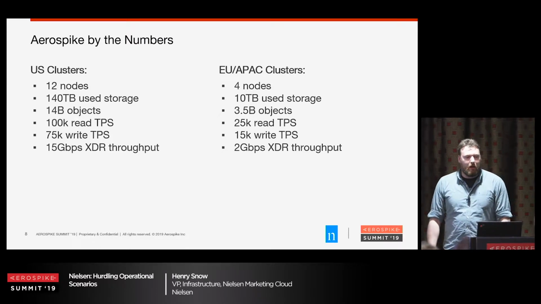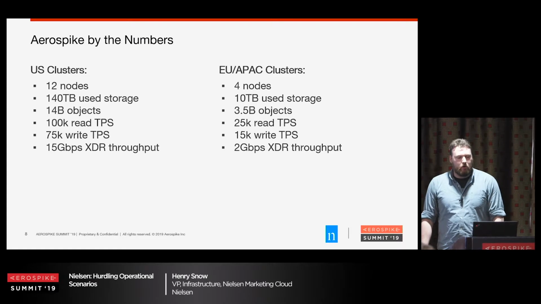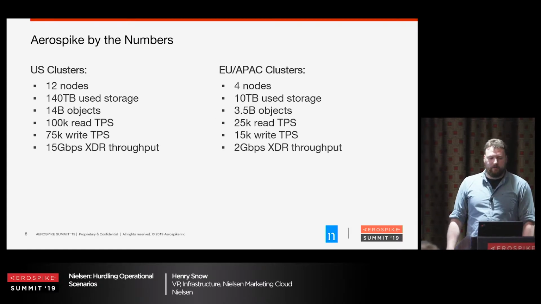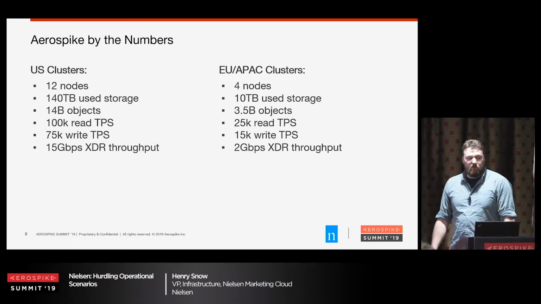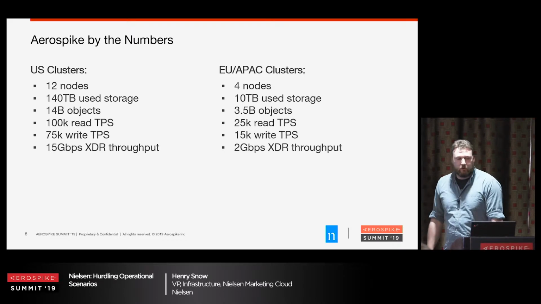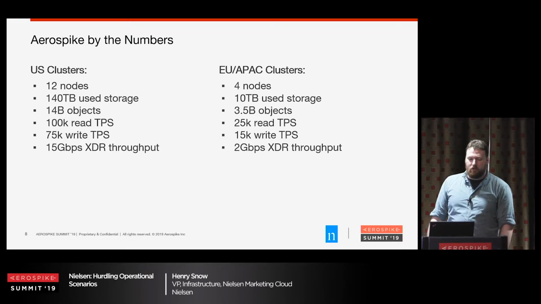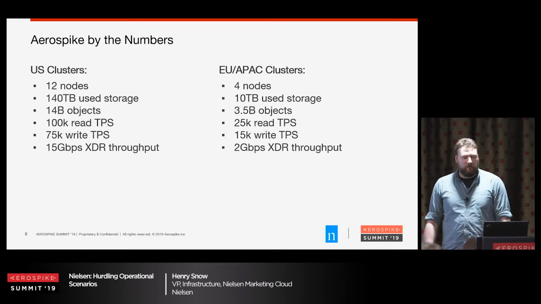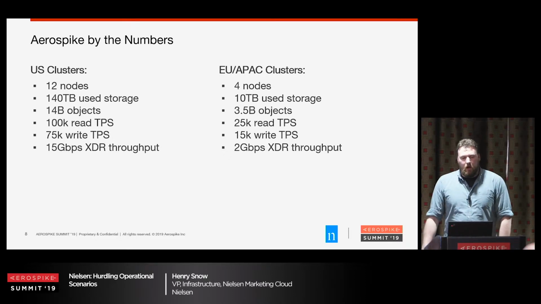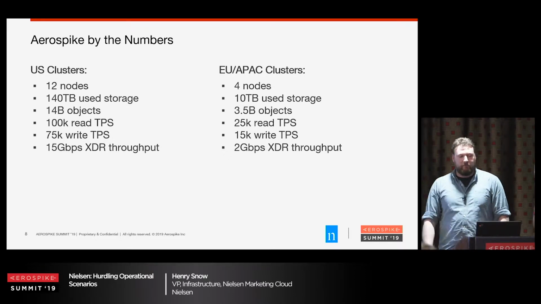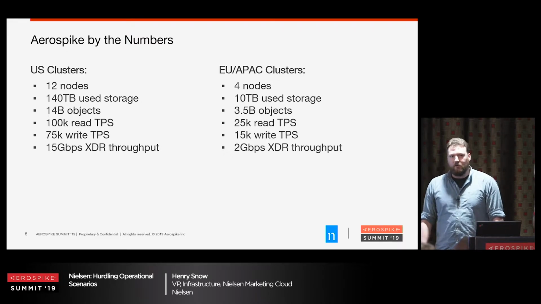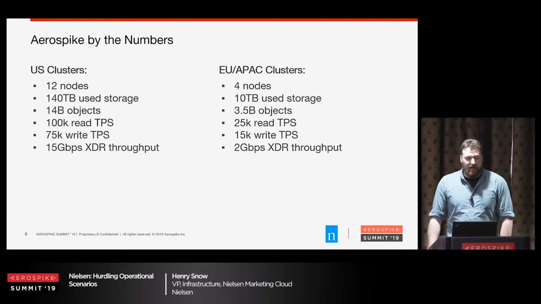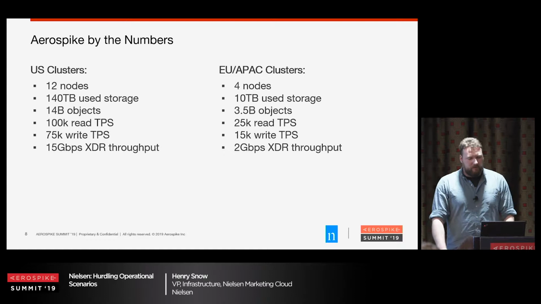Cool. Talking about our actual clusters, our US clusters are definitely much larger than the rest of the world. Our US clusters are made up of 12 nodes and have about 140 terabytes of used storage and 14 billion objects spread across the nodes, and we see on average about 100K read TPS and 75K write TPS. This is on average. It might spike up to almost double that. We also see a continuous average of about 15 gigabits a second of XDR traffic, so it's a pretty high volume in terms of replication. The EU clusters are a little bit smaller than that, but the ratios remain approximately the same.